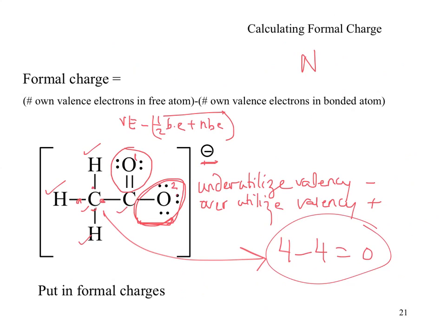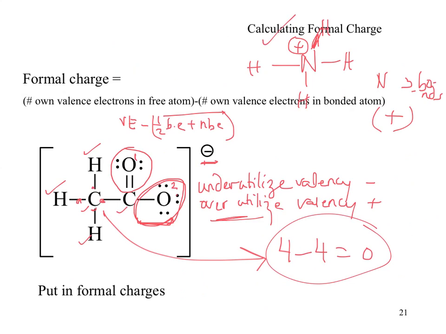How about nitrogen forming 4 bonds? Here you have a positive charge on nitrogen, and that positive charge should be on the nitrogen atom, because on a usual day nitrogen forms 3 bonds, and right now it's forming 4. That means we are overutilizing the valency. That is the reason that you have the positive charge.